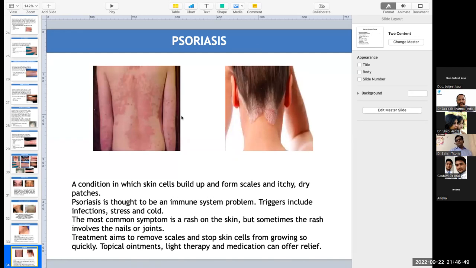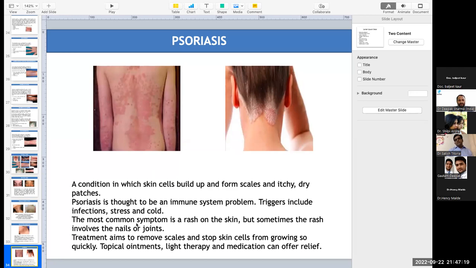Now psoriasis, as you all know, is a chronic and relapsing disease. It is a condition in which skin cells build up and form scales and itchy dry patches. Psoriasis is thought to be an immune system problem. Triggers include infection, stress, and cold. The most common symptom is a rash on the skin, but sometimes the rash involves the nails or joints.